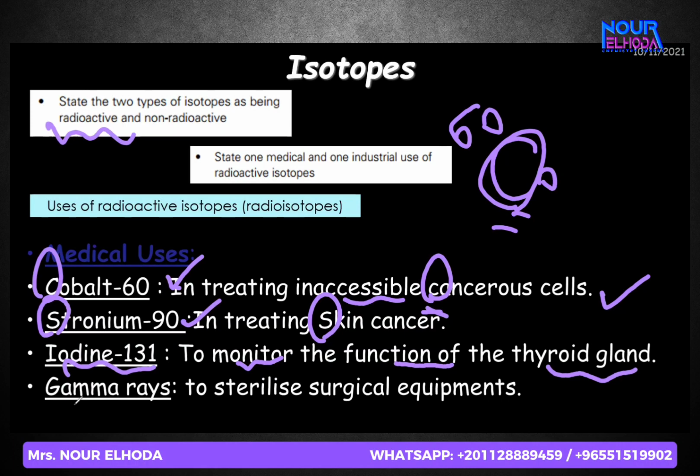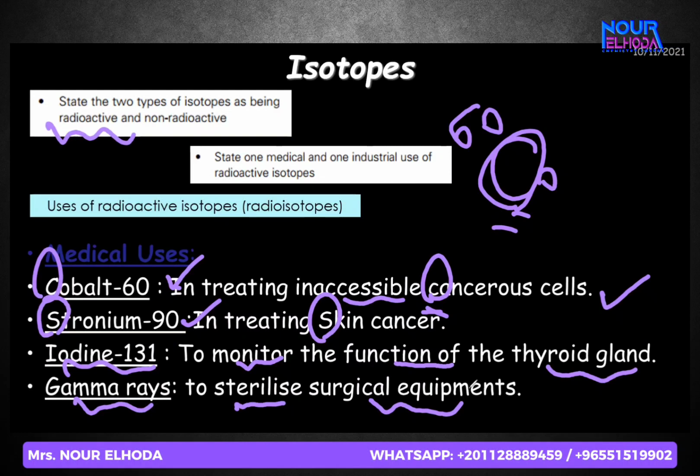What about gamma rays? Gamma rays we use to sterilize, not to clean, to sterilize. I need to sterilize the surgical equipment. If I'm having any surgical equipment and I need to sterilize them, I need them to be clean all the time. I don't need any microbes.